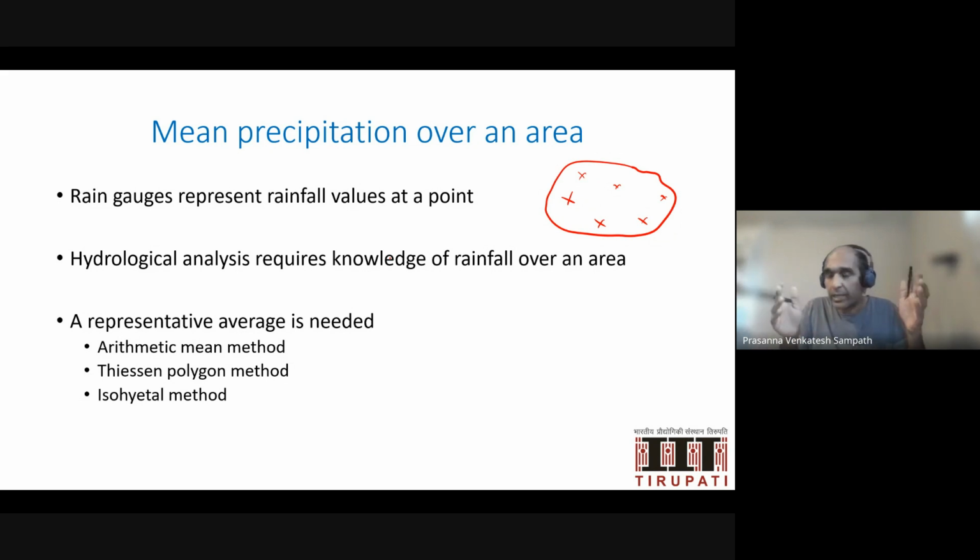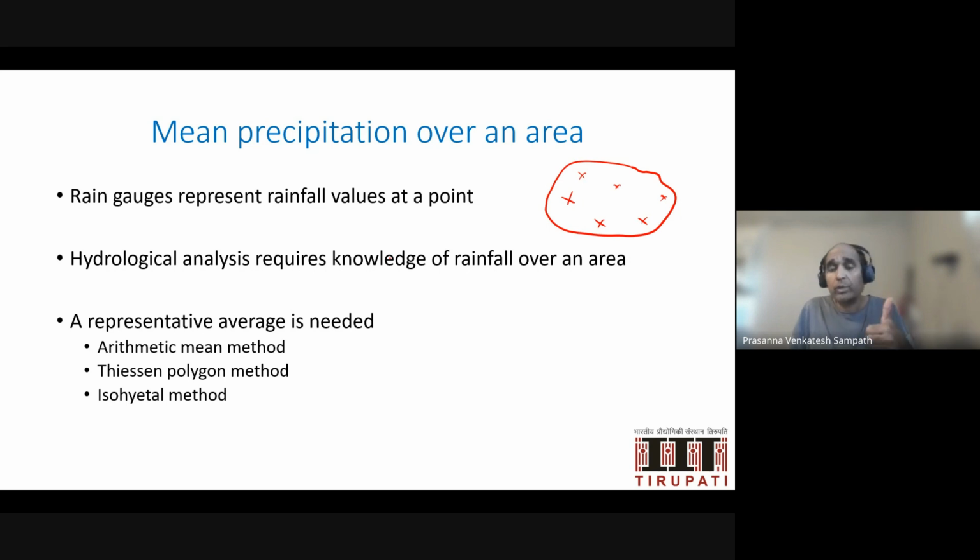So this area, as I said, could be any boundary of interest. It could be our campus, it could be the city of Tirupati, it could be the district of Tirupati, it could be the whole of Andhra Pradesh, whole of South India, whole of India, whatever it is, right? So you can draw this boundary. It could be a watershed. Okay, now that's a new word. We'll talk about that a little bit later, right?